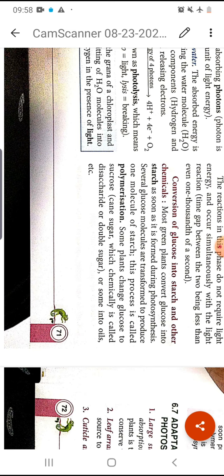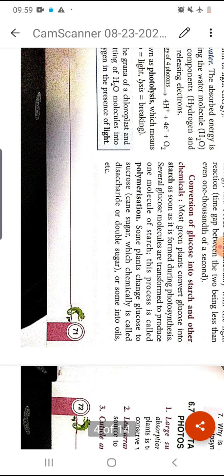Okay, so first is conversion of glucose into starch and other chemicals. Glucose though formed as the food, now we have to convert glucose so that the plants can store the food. So glucose molecules are transformed or converted into starch. This process, the conversion of glucose molecules into starch, is known as polymerization.